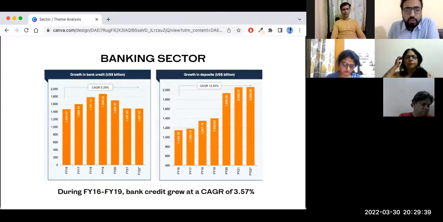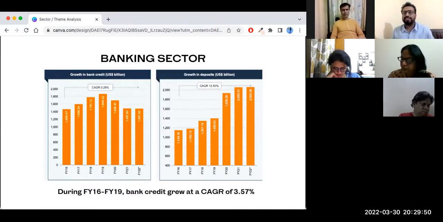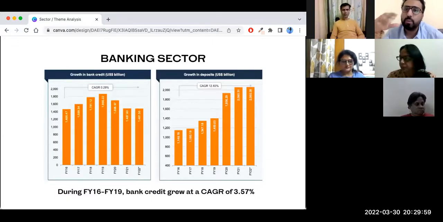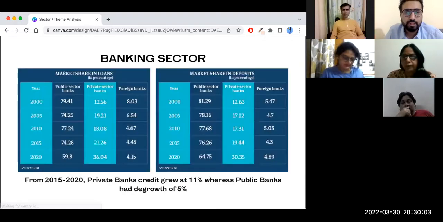So the overall banking sector was growing at 3.5%. Now, is 3.5% interesting for us? The whole sector growing at 3.5%. No, it is not interesting. So let's deep dive and see what is happening within the sector. Let's zoom in.